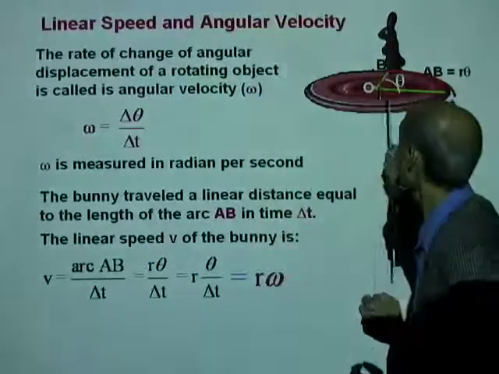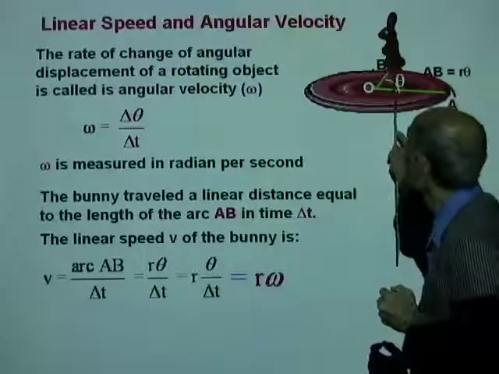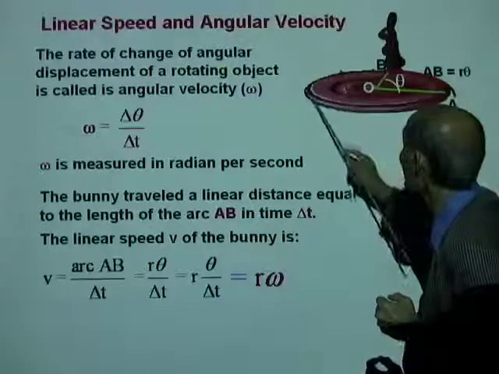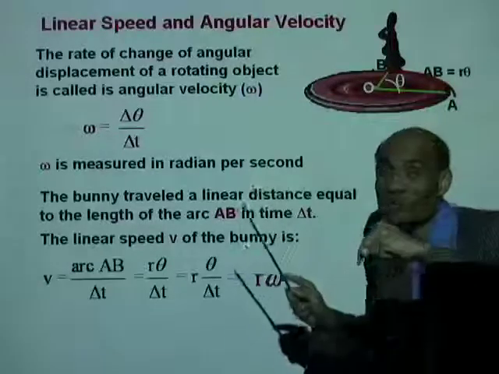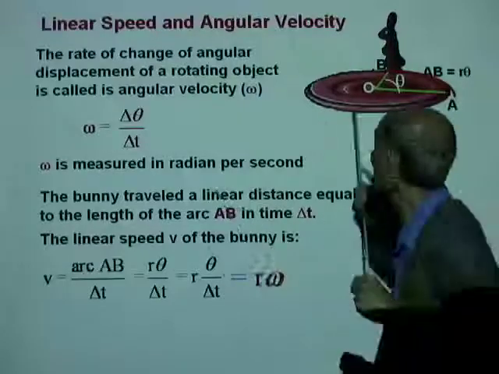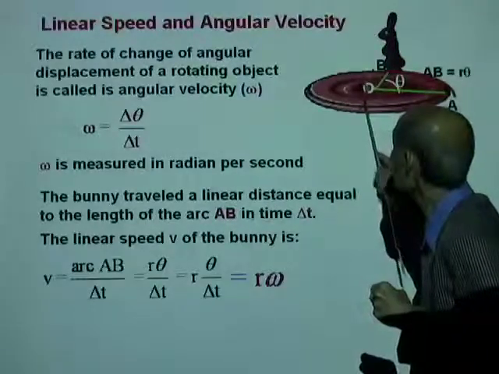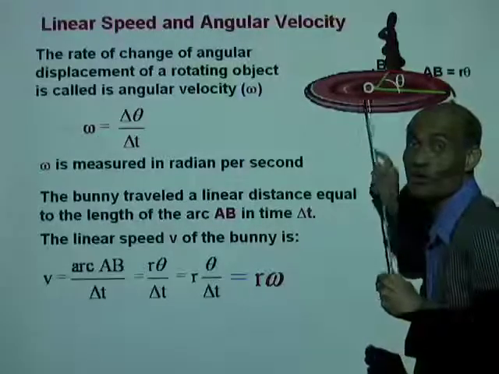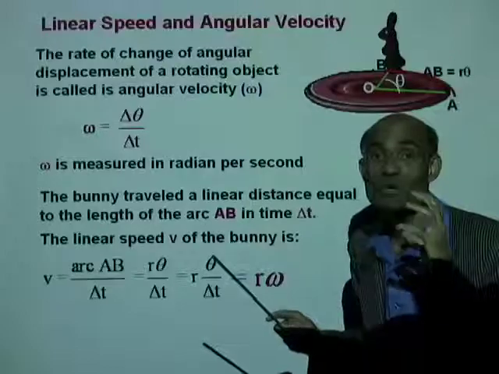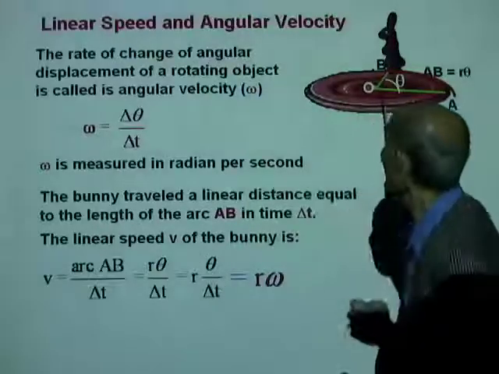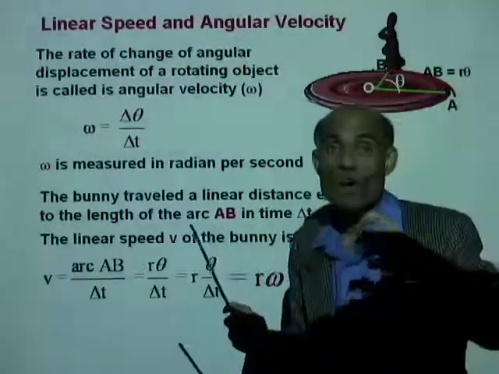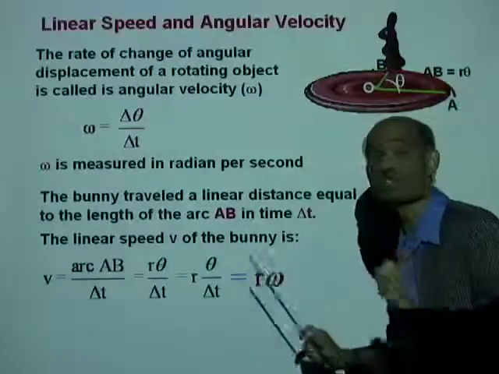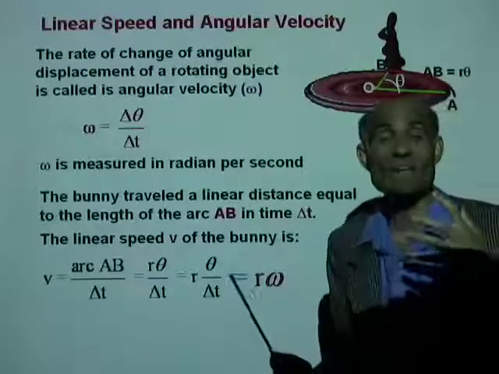Why? Well, when it is at the outer edge, in order to cover a large distance, it has to go faster. But if the bunny is sitting close to the center, it is now describing a smaller circle. Its linear speed will be lower. So the linear speed depends on where the bunny is sitting. But the angular velocity does not depend on where the bunny is sitting.